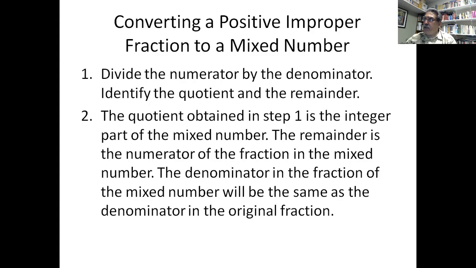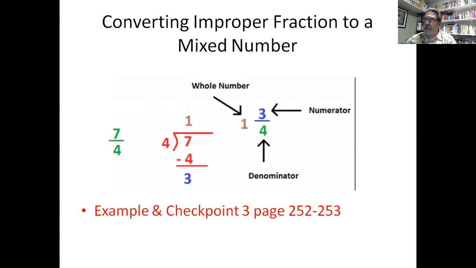Yeah, we did that example. And we did converting the positive improper fraction to a mixed number. We already did that. Converting improper fraction to a mixed number, 7 divided by 4. So 4 goes 1 time into 7. So the remainder becomes the numerator. The denominator remains the same, and then the quotient comes here. We did this example. Okay.